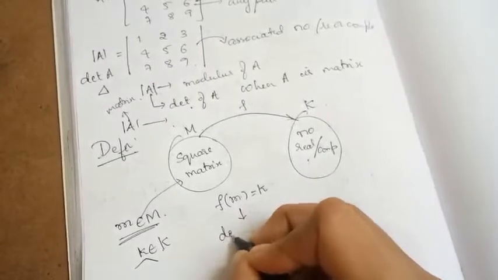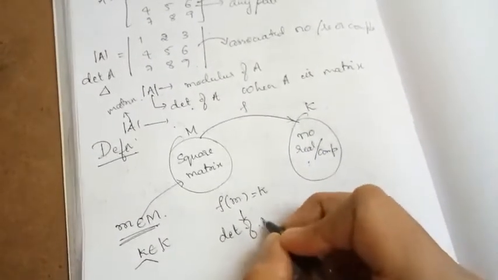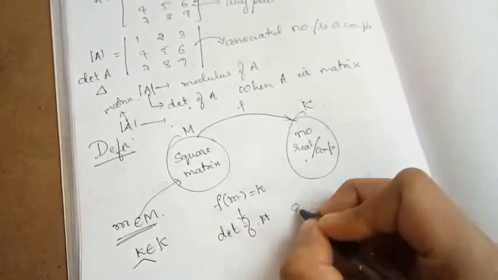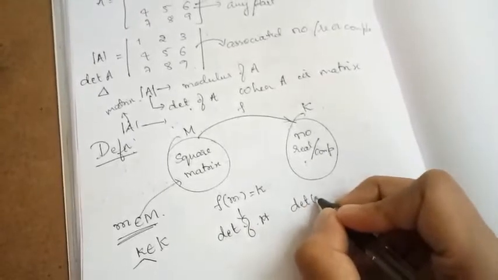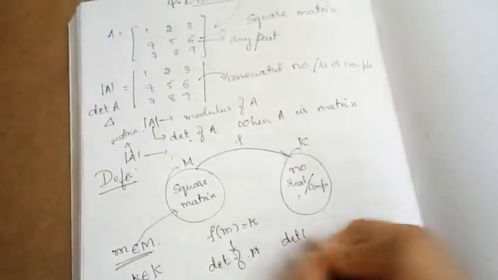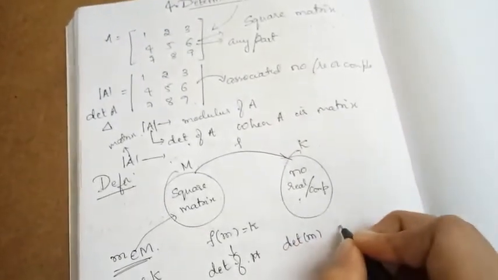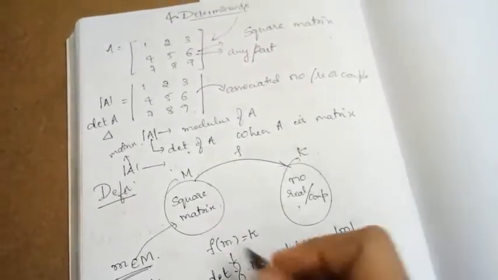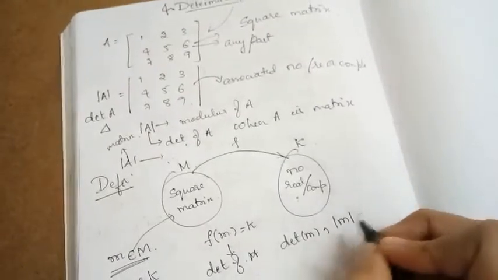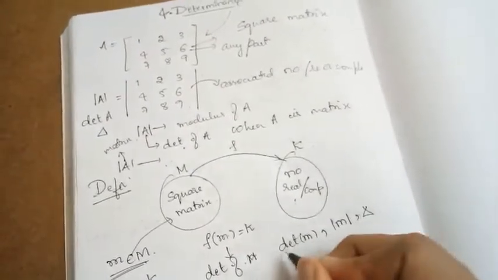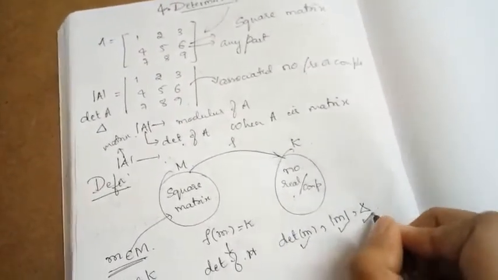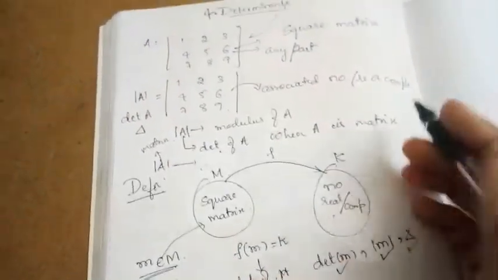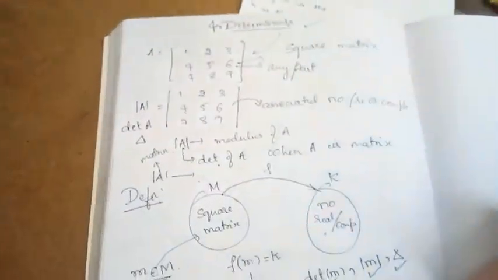We represent this as the determinant of M. It is represented either by determinant of M, or as this M in vertical bars, or delta. So these are the three ways of representing the determinant of a matrix. This is a basic introduction regarding determinants.